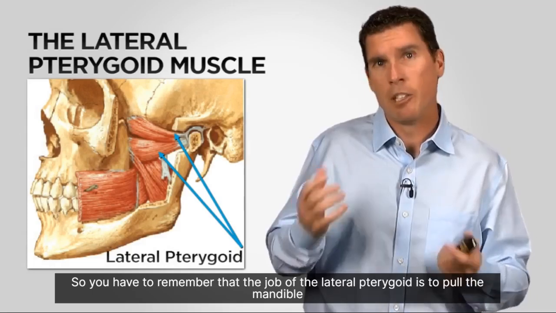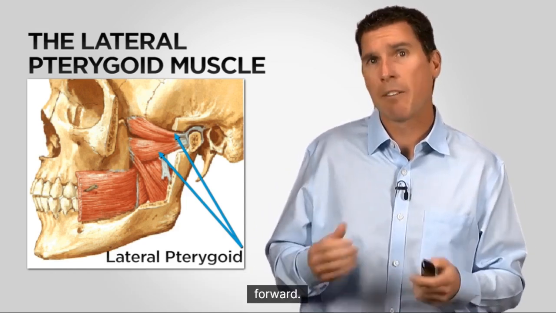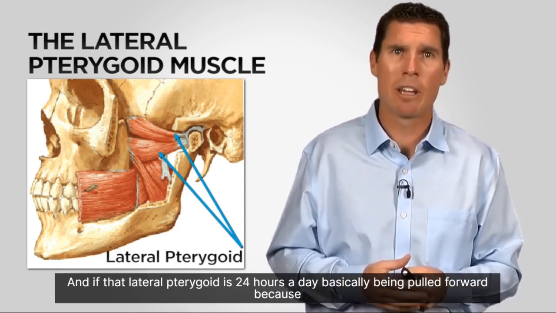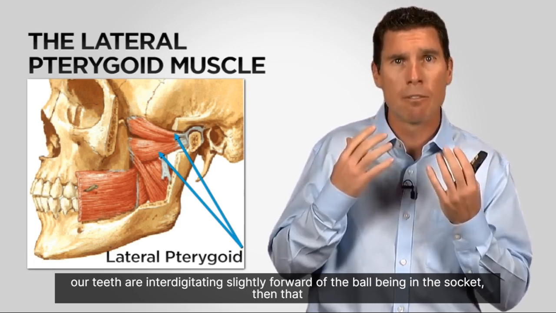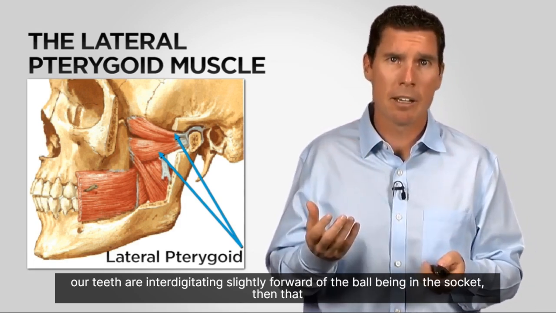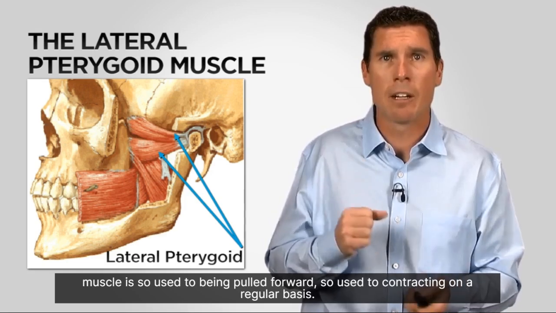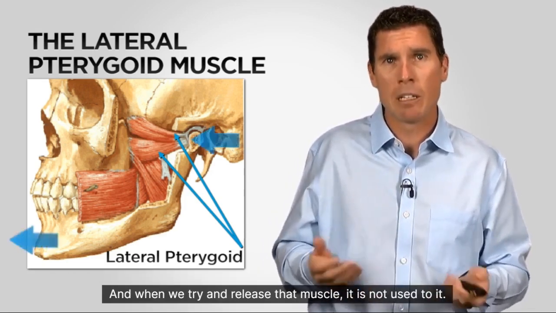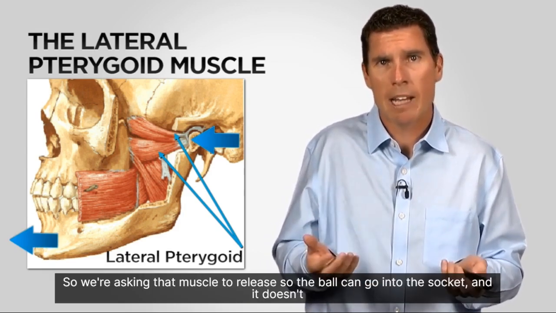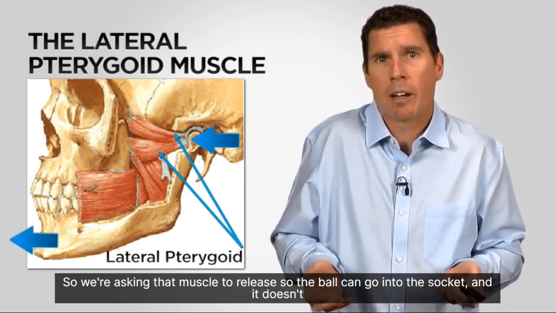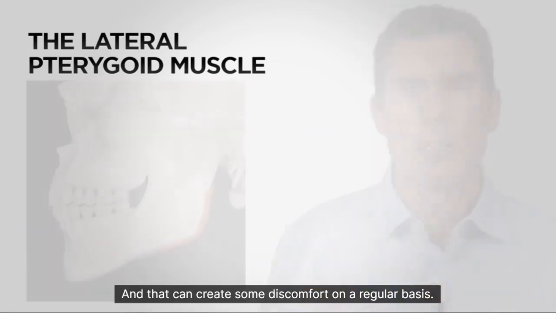So you have to remember that the job of the lateral pterygoid is to pull the mandible forward. And if that lateral pterygoid is 24 hours a day basically being pulled forward because our teeth are interdigitating slightly forward of the ball being in the socket, then that muscle is so used to being pulled forward, so used to contracting on a regular basis. And when we try and release that muscle, it is not used to it. It's almost having a muscle cramp. So we're asking that muscle to release so the ball can go into the socket, and it doesn't even know what to do. And that can create some discomfort on a regular basis.